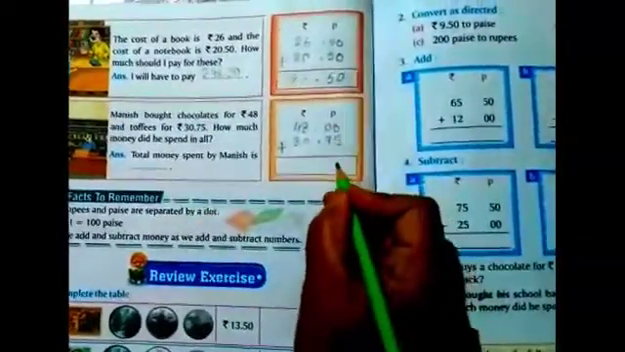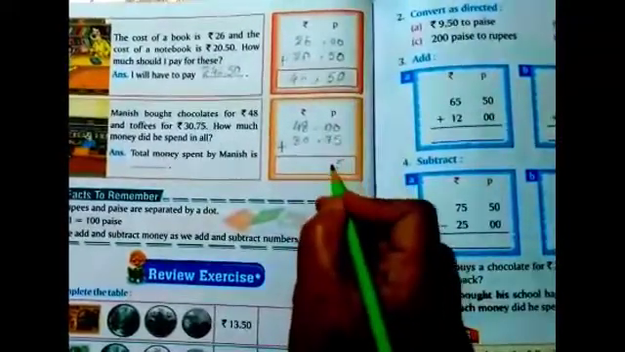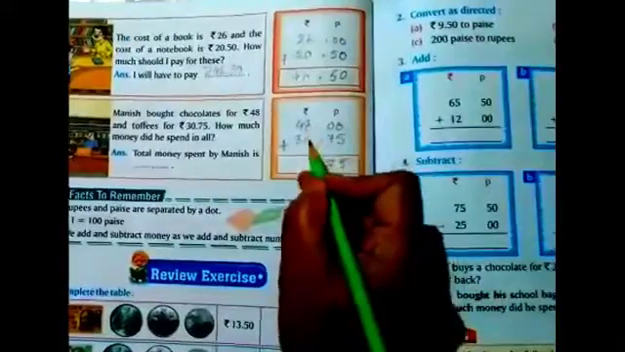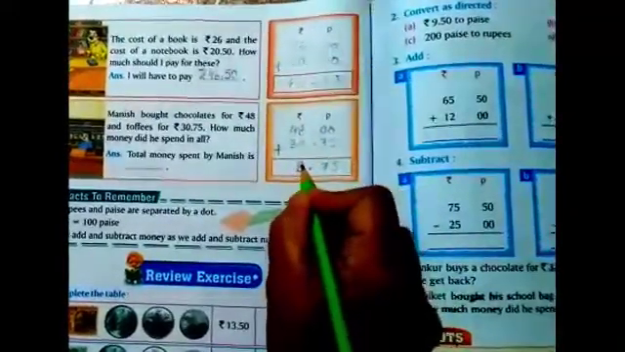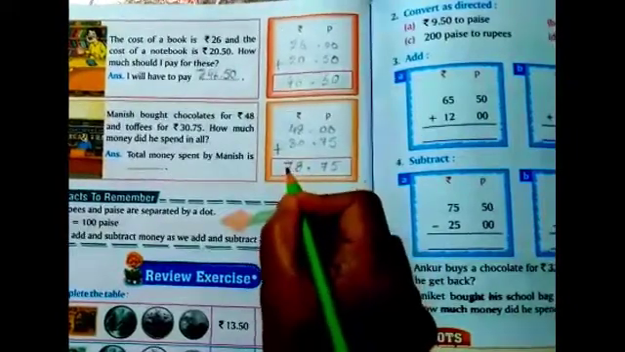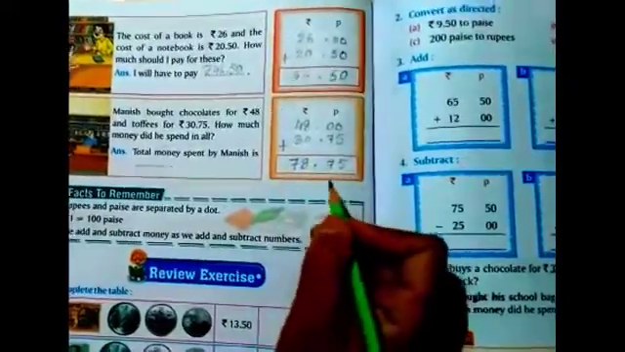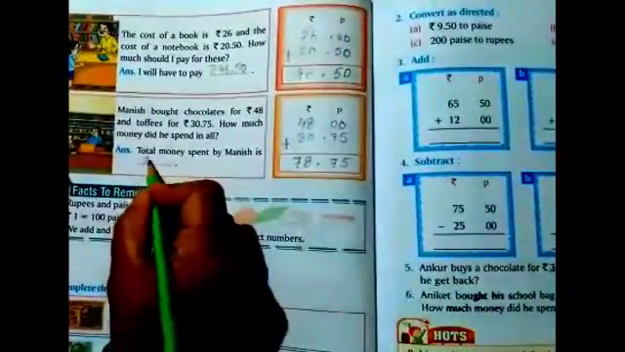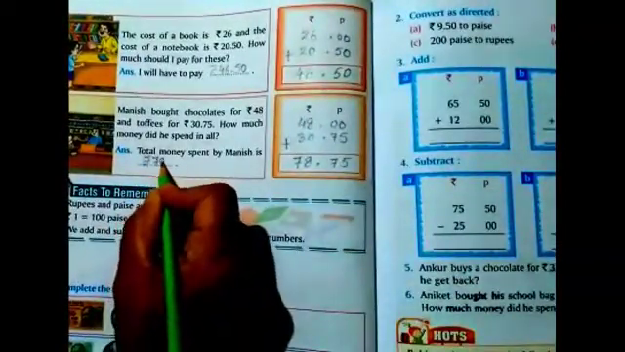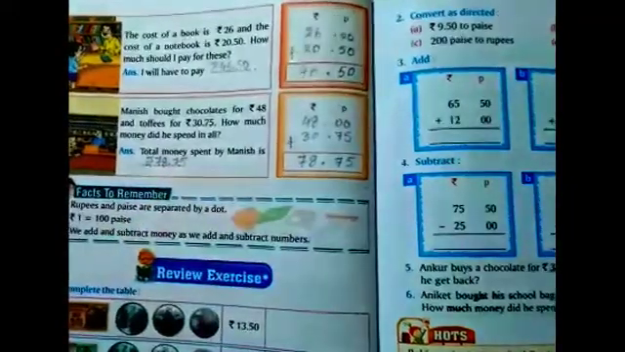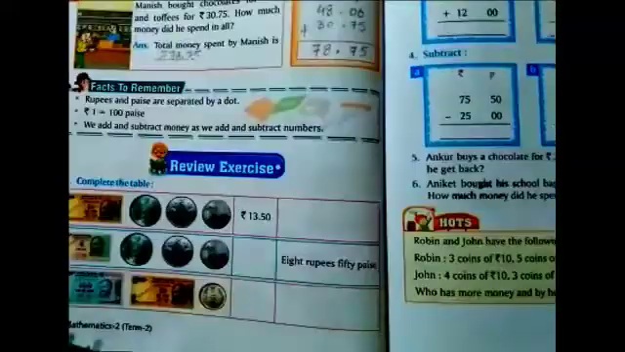0 plus 5 is 5. 0 plus 7 is 7. Put a dot here. 8 plus 0 is 8. 4 plus 3, after 4, 5, 6, 7. So total money spent by Manish is rupees 78 and 75 paise. Understood, children? Okay, this is a review exercise.